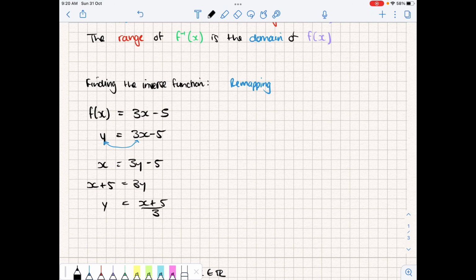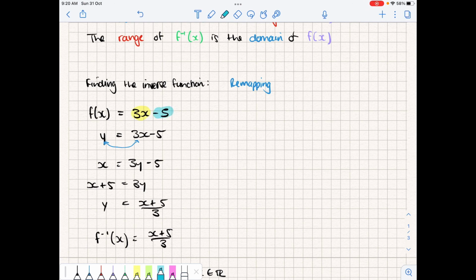Okay. Now we have y equal to something, right? This new function that we've created is the inverse function. And that we denote as f to the minus 1 of x is equal to x plus 5 divided by 3. So there's our inverse function. And if we think about the original function, it said multiply by 3 and then subtract 5.